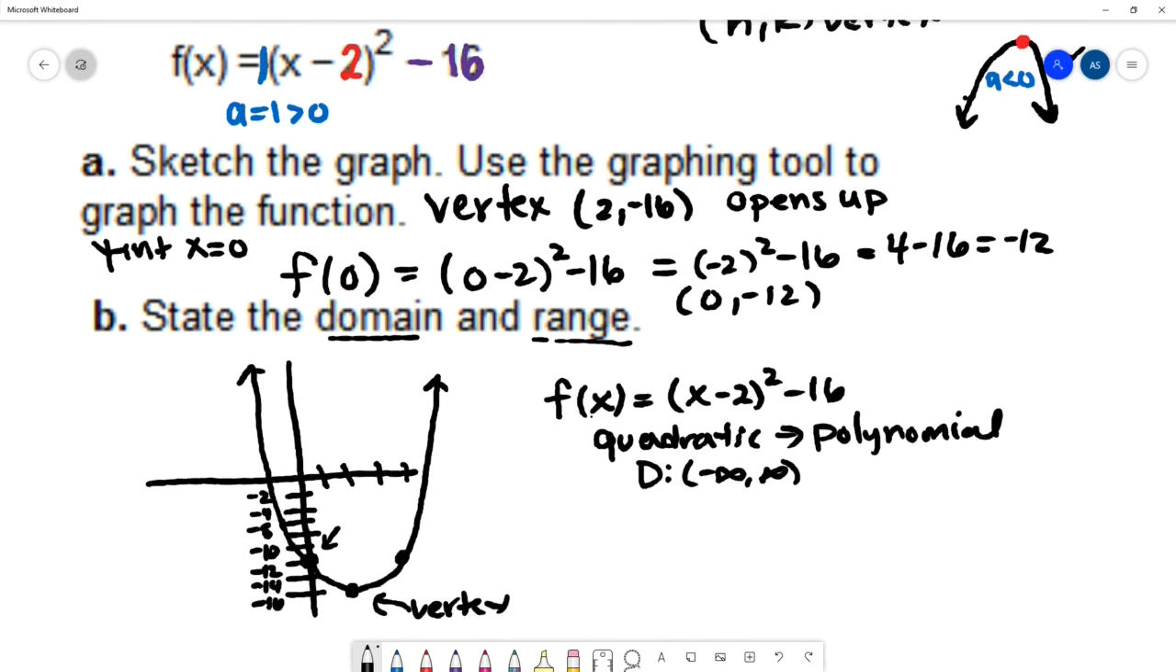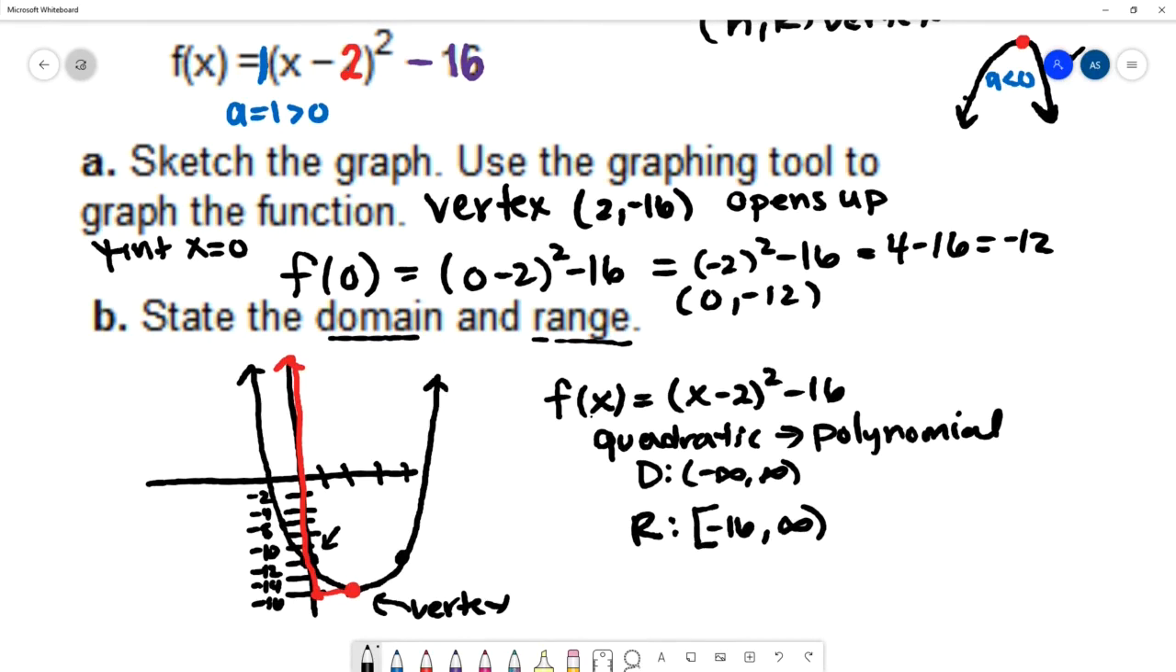For the range, we have a parabola facing up, and we found that vertex. So we can use the y-coordinate from the vertex, and everything above that, because it's facing up, will be part of the range. So the range will go from negative 16, including negative 16, to infinity.